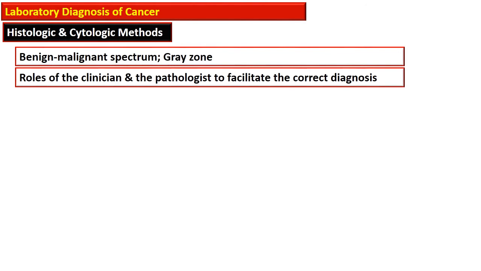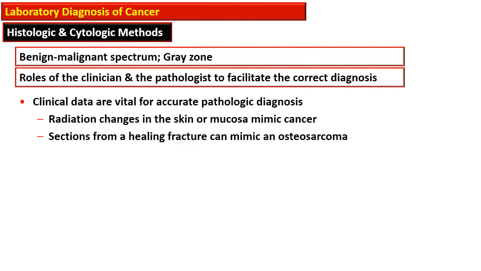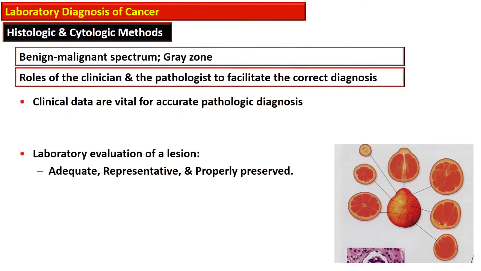So the role of the clinician and the pathologist to facilitate the correct diagnosis is very important. There should be collaboration between both of them and proper communication of the clinical data that is available for the pathological diagnosis. Radiation changes sometimes in the skin or mucosa mimic cancer, or a section from a healing fracture can mimic the presence of an osteosarcoma.